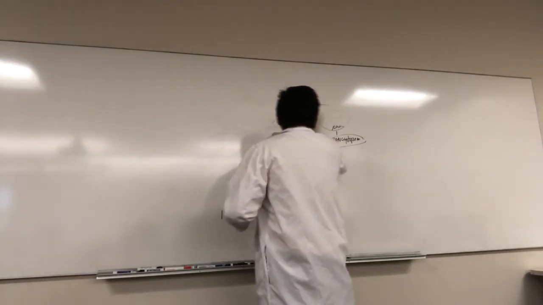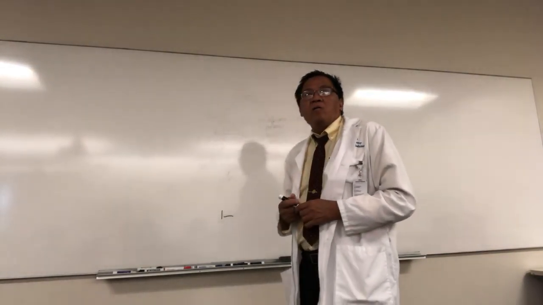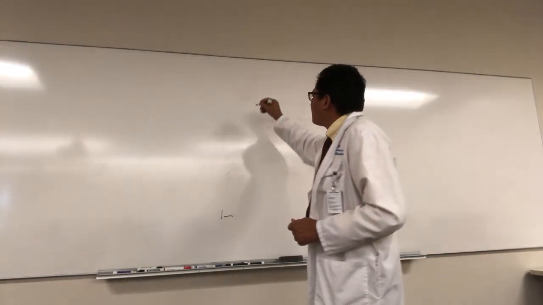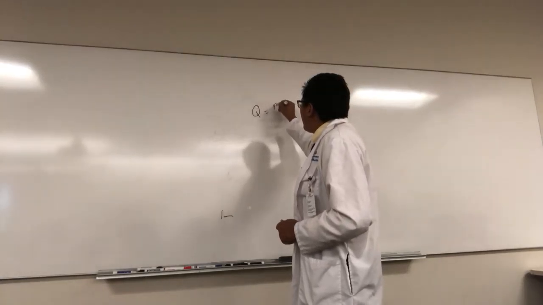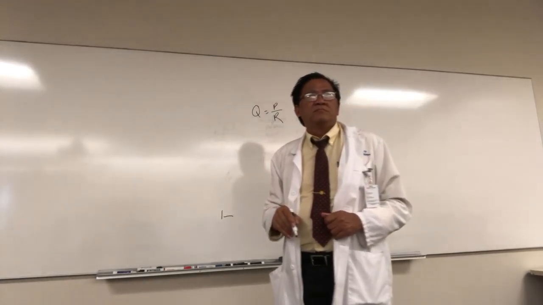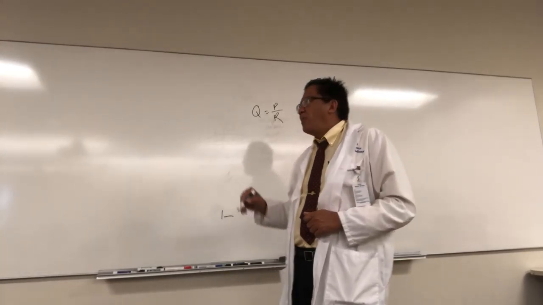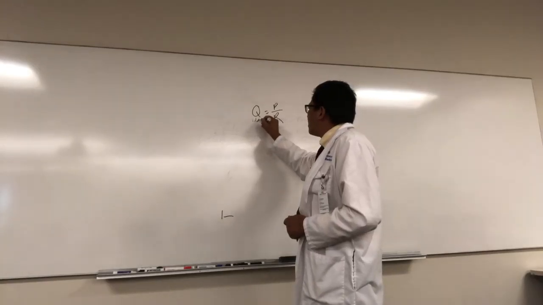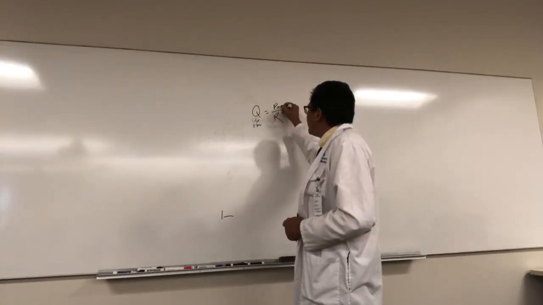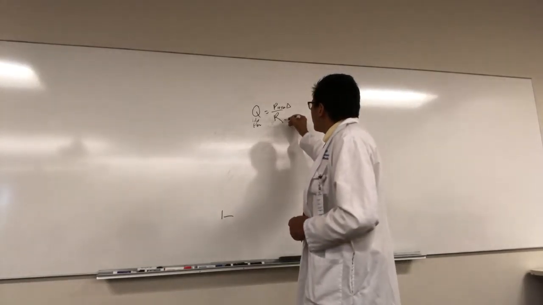Now, are you familiar with this formula? Q is equal to P over R. What does Q represent? Blood flow, very good. What about P? Pressure delta or gradient. What about R? Resistance.